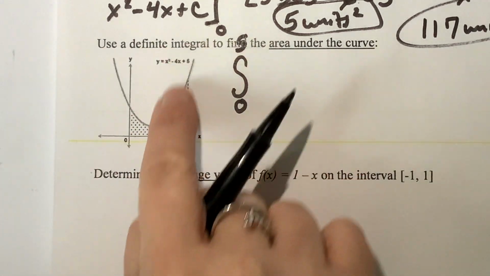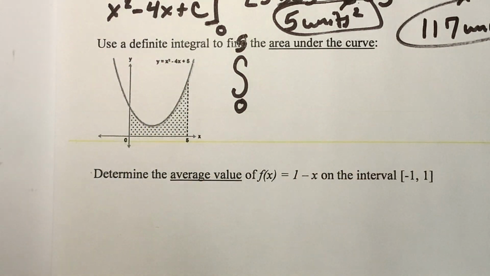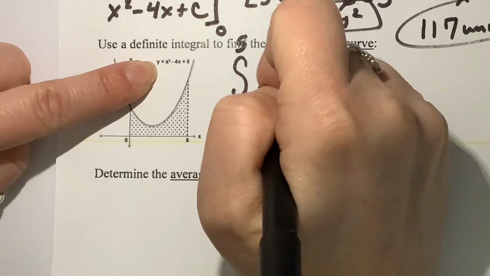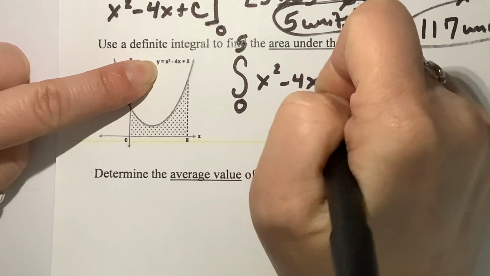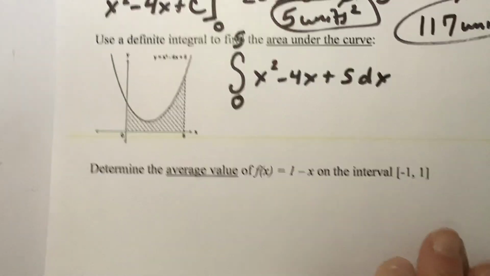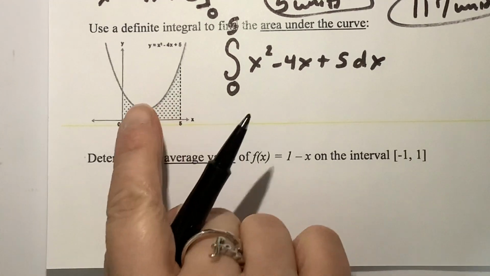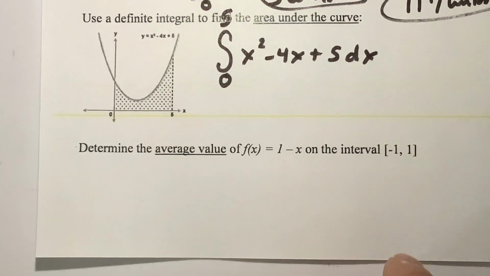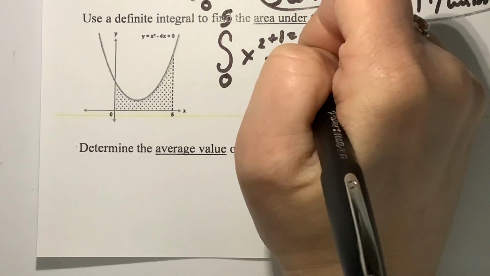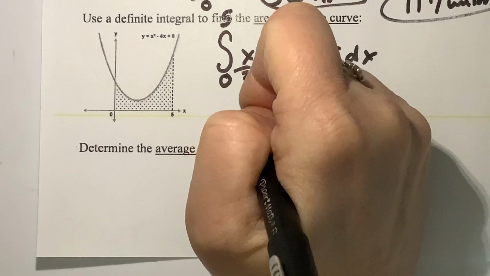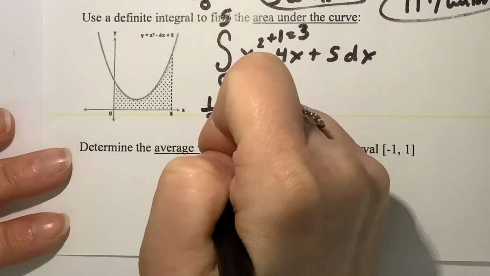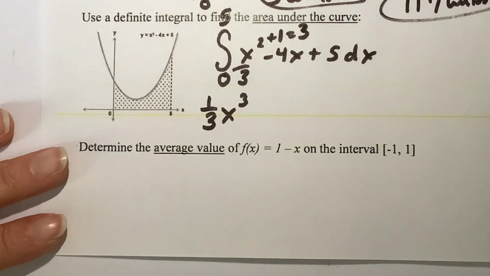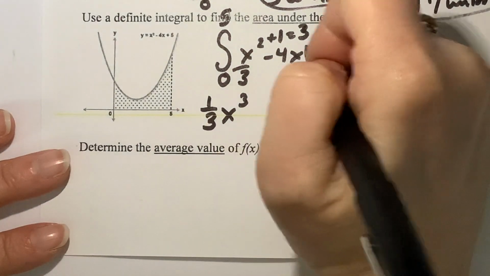Of whatever the graph is, or whatever the function is that was graphed. It is x squared minus 4x plus 5 dx. We can find this exact area using the fundamental theorem of calculus. Add 1, the exponent is 3, divide by 3. 1/3 x cubed is the first term.